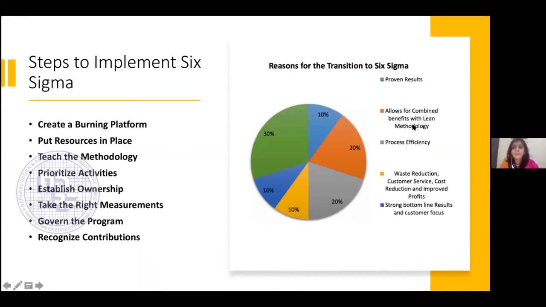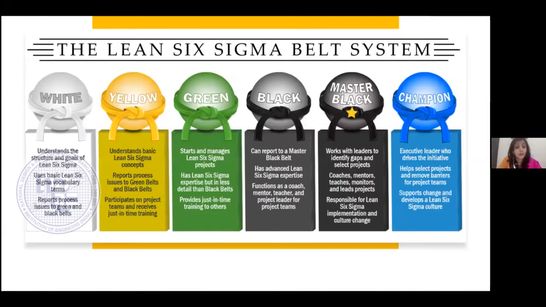And then it allows for combined benefits with lean methodology. That is another good part about these methodologies, that they complement each other. If there are certain tools used in lean manufacturing and you bring them along with Six Sigma, the results are even better, and it results in process efficiency. And then waste reduction, customer service, cost reduction, and improved profits. These are some of the things that companies would be looking for, and they can be achieved through implementing Six Sigma projects, right? Okay. So these are some of the Lean Six Sigma belts that are available.